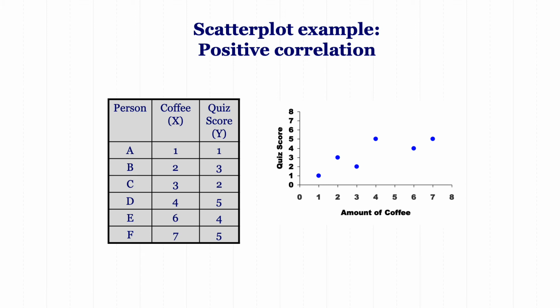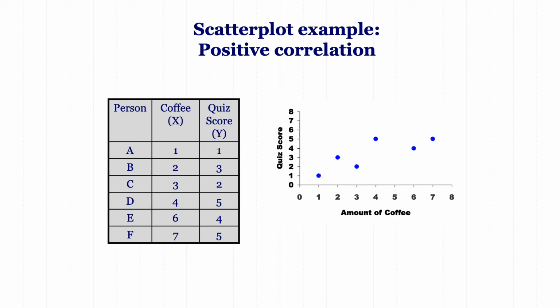So here's our example. We have two variables, coffee and quiz scores. I've arbitrarily decided to put coffee on the x-axis and quiz scores on the y-axis, but you could flip them, it wouldn't matter. If we're talking about person A, they have a coffee score of a 1 and a quiz score of a 1. So the dot that is at the 1, 1 mark, that's person A. Person B has a coffee score of a 2 and a quiz score of a 3. If you look on the graph, you should be able to find person B's dot. Their coffee should be at a 2 and the quiz score part's at a 3.